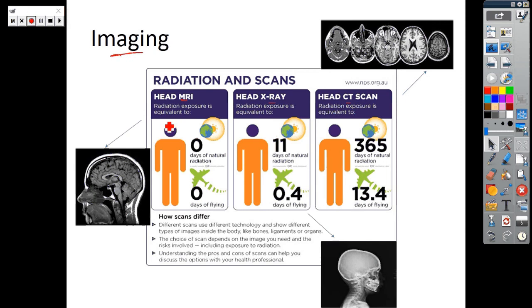So, if you need images of soft tissue, like you want to see inside somebody's brain, an X-ray can't really do this. An X-ray is going to be able to tell you where the skull is and where the skull stops, but the X-ray through soft tissue doesn't work very well.